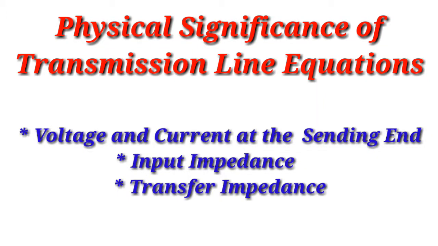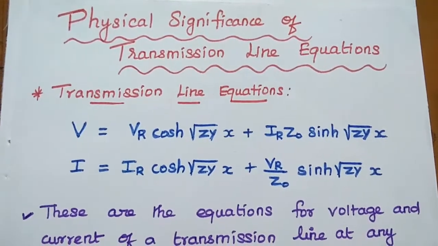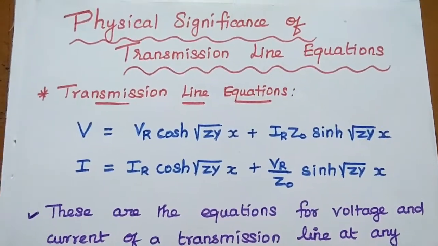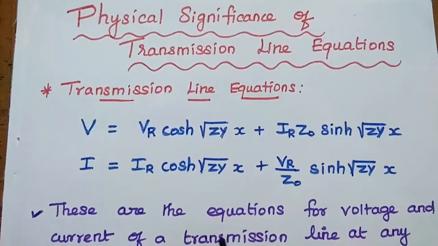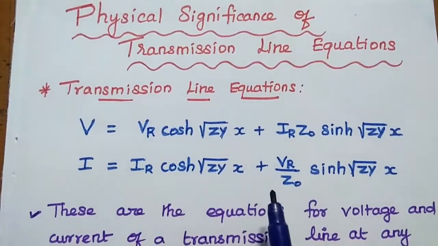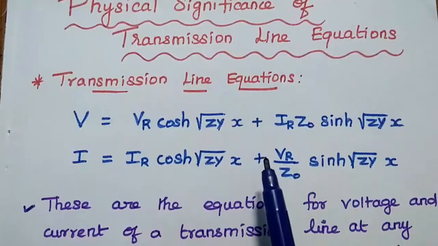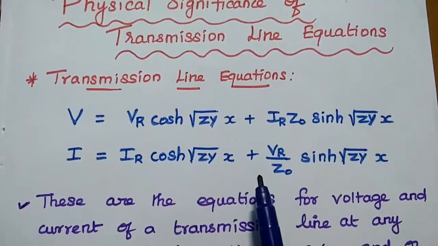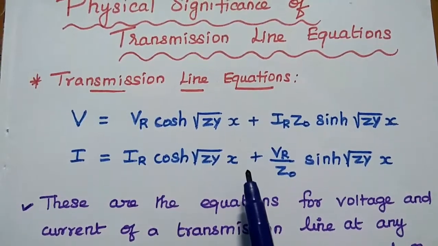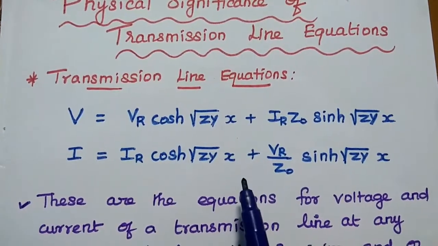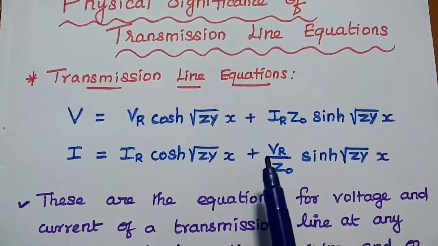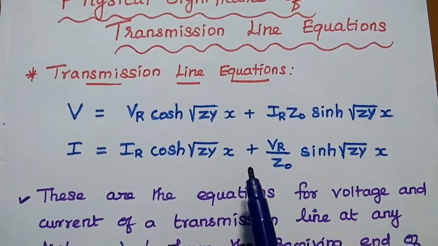Dear students, now we are going to discuss the physical significance of the transmission line equations. The transmission line equations for voltage and current at any distance from the receiving end of the transmission line are given like this. We have derived these two equations in the previous lecture video. For your better understanding, you can refer to that video also.